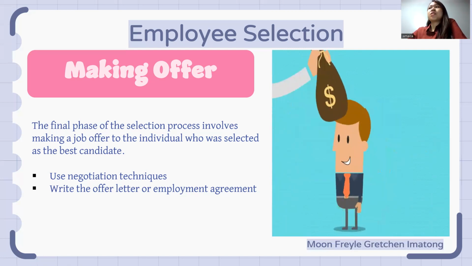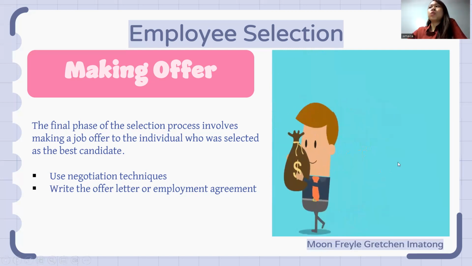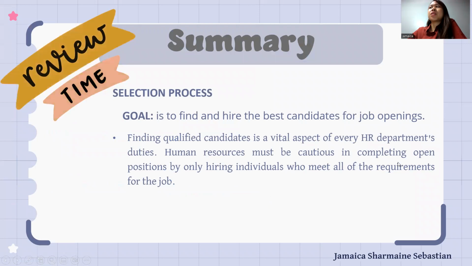On the selection process, we should always remember the goal, which is to find and hire the best candidate for job openings. Finding qualified candidates is a vital aspect of every HR department's duties. Human resources must be cautious in completing open positions by only hiring individuals who meet all of the requirements for the job. Selection usually consists of a series of steps. The following is a general framework for selection commonly used.